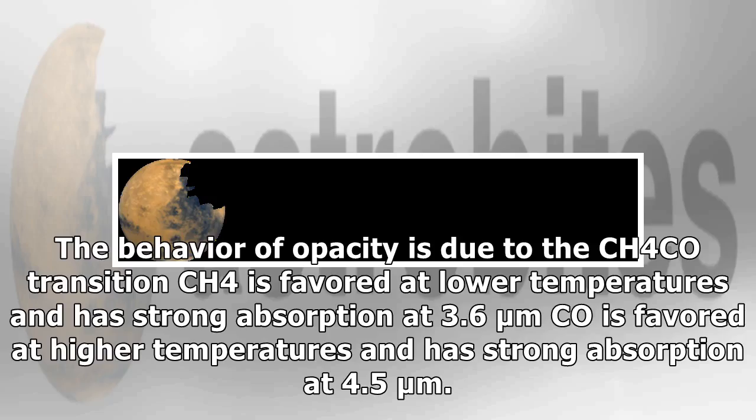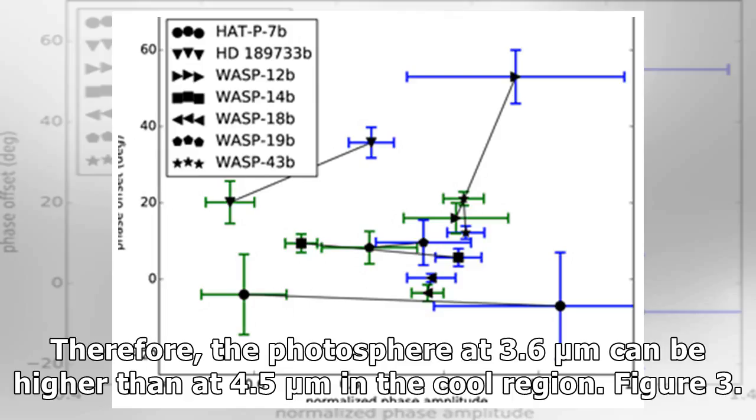The behavior of opacity is due to the CH4-CO transition. CH4 is favored at lower temperatures and has strong absorption at 3.6 micrometers. CO is favored at higher temperatures and has strong absorption at 4.5 micrometers. Therefore, the photosphere at 4.5 micrometers can be higher than at 3.6 micrometers in the cool region.